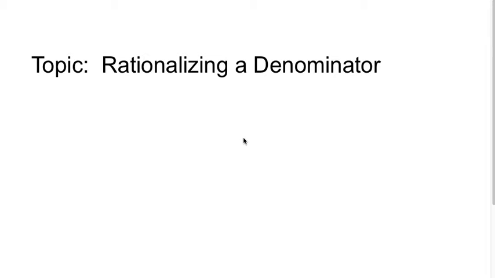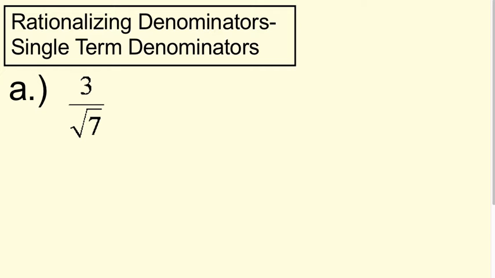All right, this video focuses on rationalizing denominators. We'll start with the first example type, which is when our denominator has a single term radical. So here's our radical in the denominator. It's not considered proper to leave that square root of 7 in the denominator. So what we have to do is rationalize it.